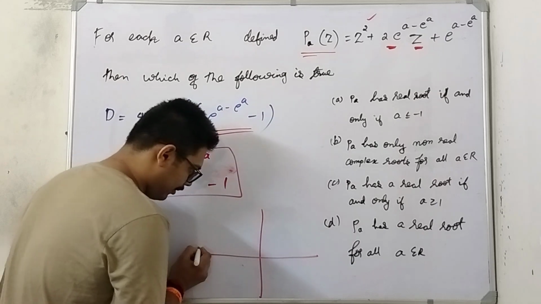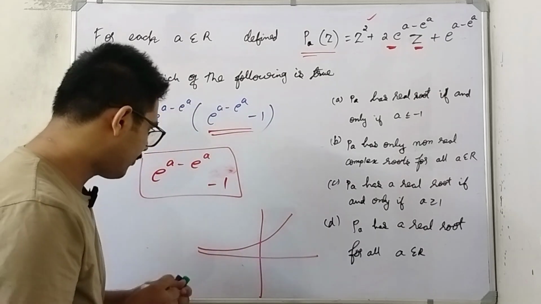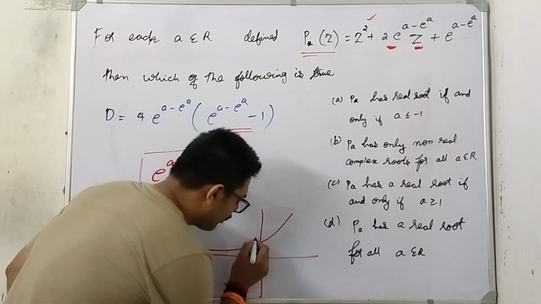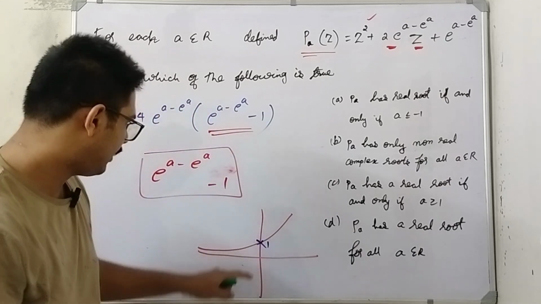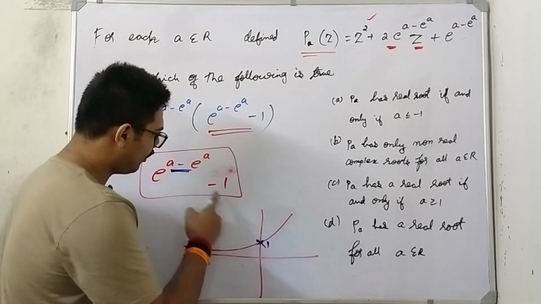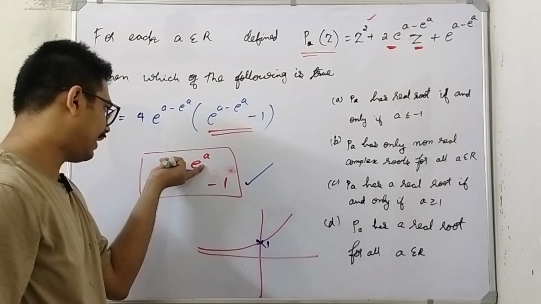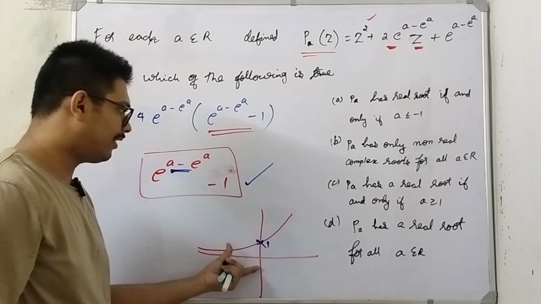The e raised to x graph will be this one. So e raised to some power, this is the graph. Now what is the value of e raised to 0? E raised to 0 is 1. See, if this value is greater than 1, then only this quantity will become positive. See, if this value is greater than 1, means e raised to a value greater than 0.